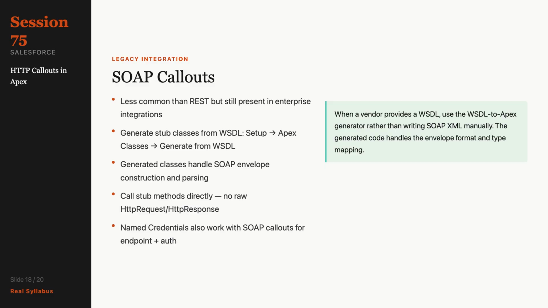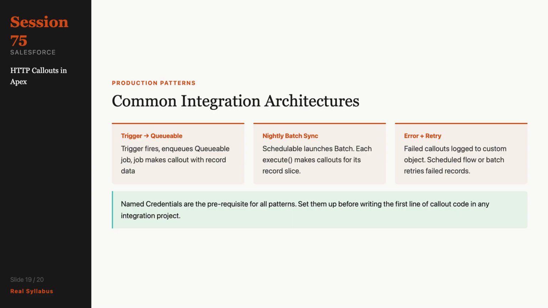Common integration patterns. Callout after insert: trigger fires and queues a Queueable. Queueable makes the callout with the new record data. Outbound messaging pattern: a platform event or custom object record queues the callout job, allowing retry logic outside the original transaction. Error handling: check the status code in the response. Log failures to a custom object. Use Schedulable or a scheduled flow to retry failed callout records.